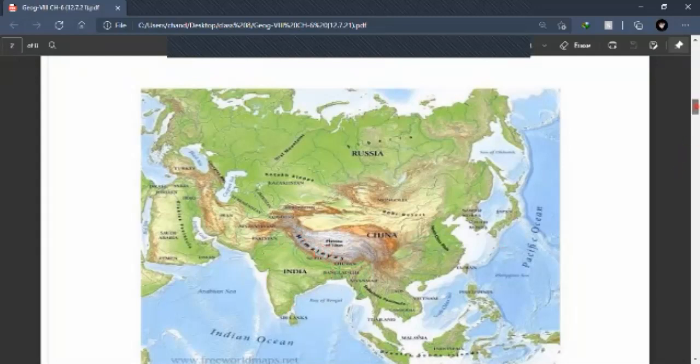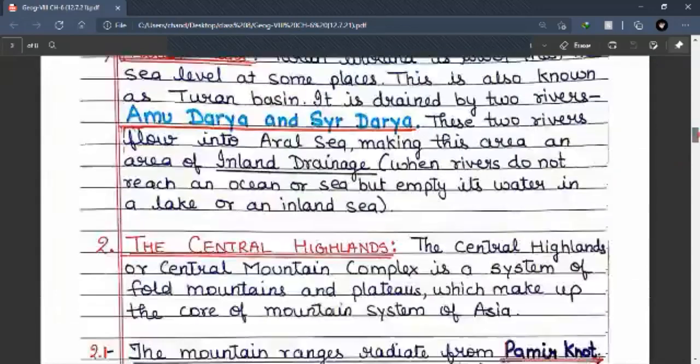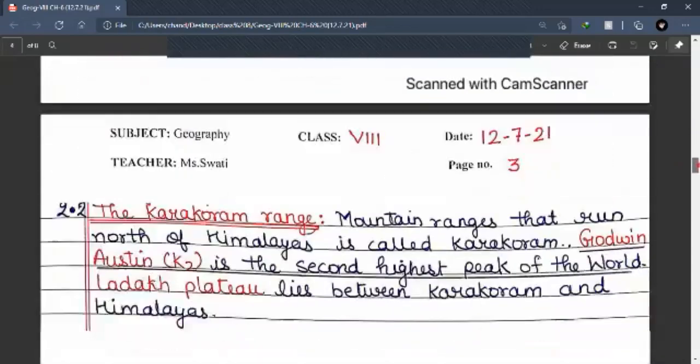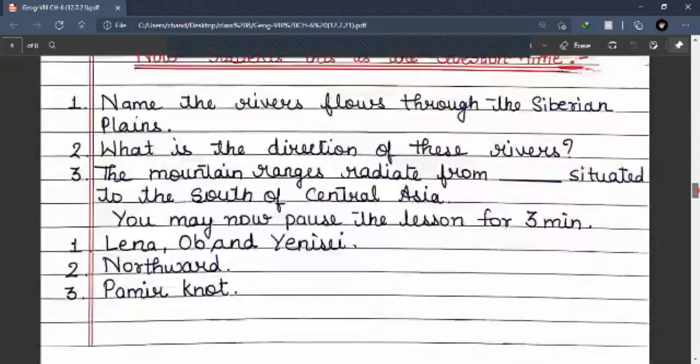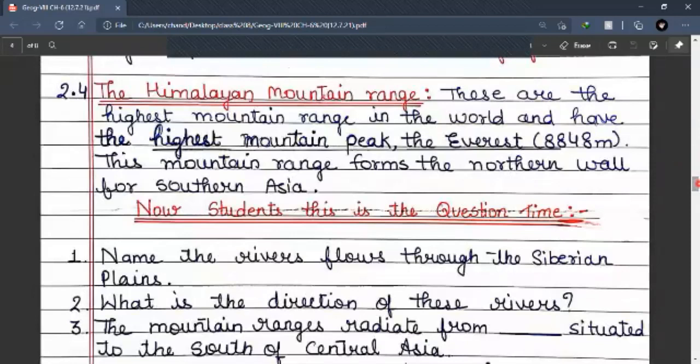So these are the two physical features. Now, before going any further in the topic, let me ask you a few questions. Your questions are: name the rivers flowing through the Siberian region or Siberian Plains. Second, what is the direction of these rivers? Number 3, the mountain ranges radiate from dash, situated to the south of Central Asia. Fill in the blank.